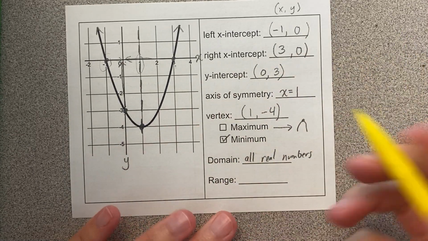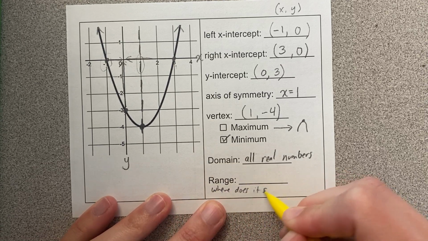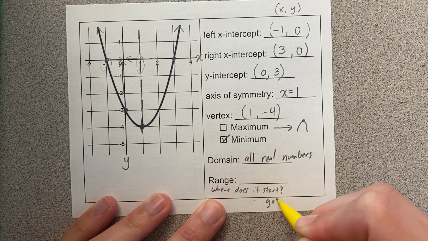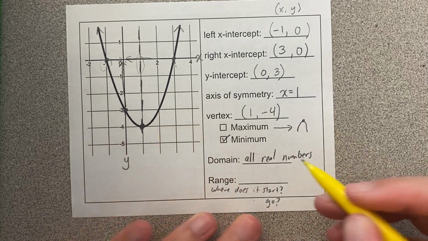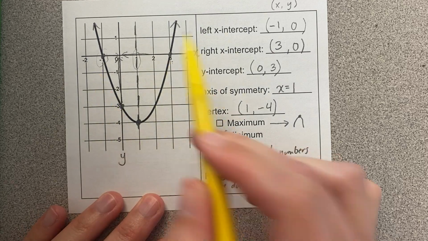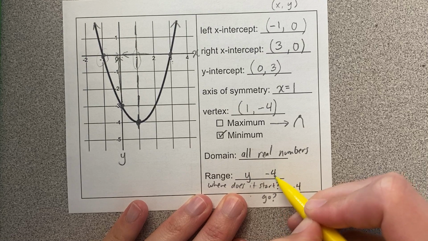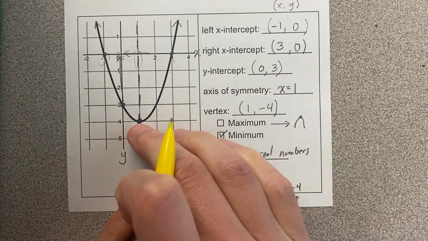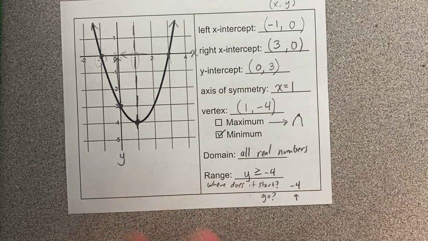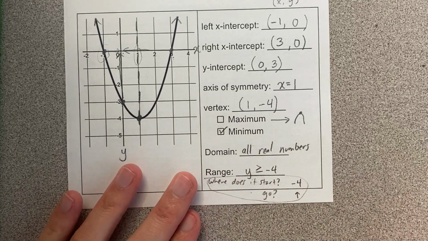And my range, what I ask myself is, where does my graph start? And where does it go? In this case, what I would answer is my graph starts at -4 and it goes up, right? So what I want to communicate is that my y values are all the values that start at -4 and then all the values that are more than -4. So the way that I would write that is y is greater than or equal to -4. Okay, and that's what I would write. And these are just kind of the questions you can ask yourself as you're figuring out the range.